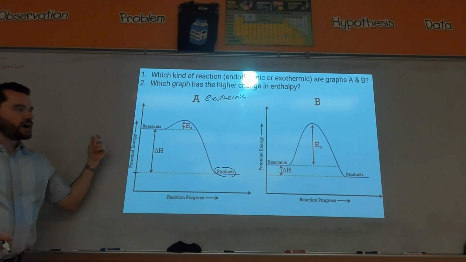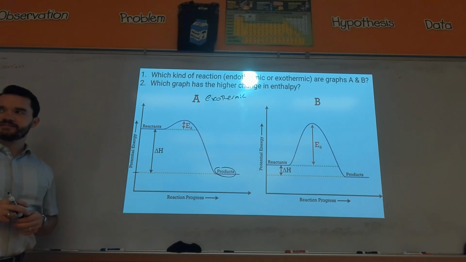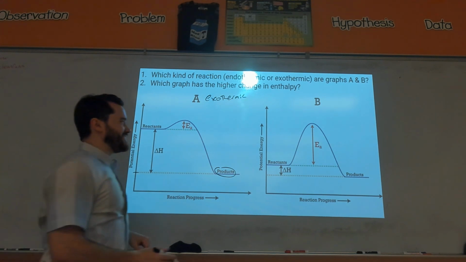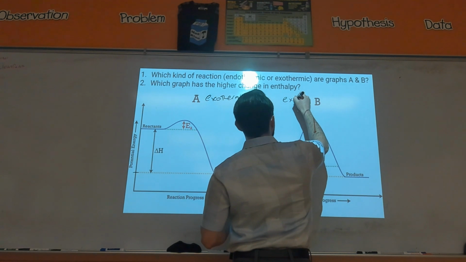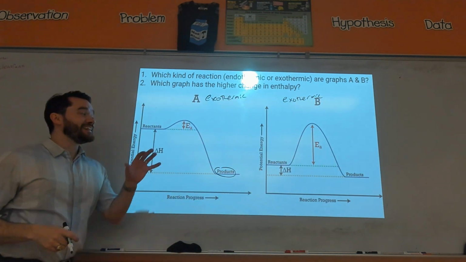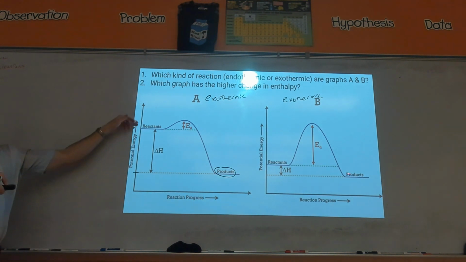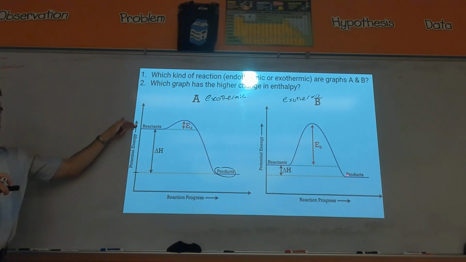Okay. So then what would B be? Endothermic or exothermic? It would be also exothermic, yeah. If you were thinking I would do one of those things where I give you one of each, you're wrong. They're both exothermic. Now, looking at them, they look different, right? The products still end at a lower level on graph B.